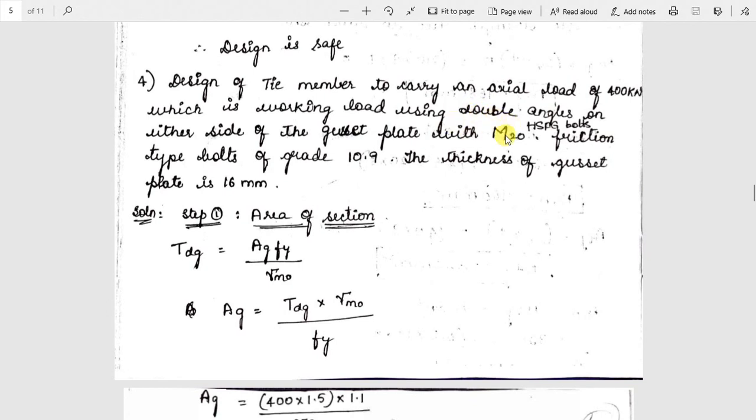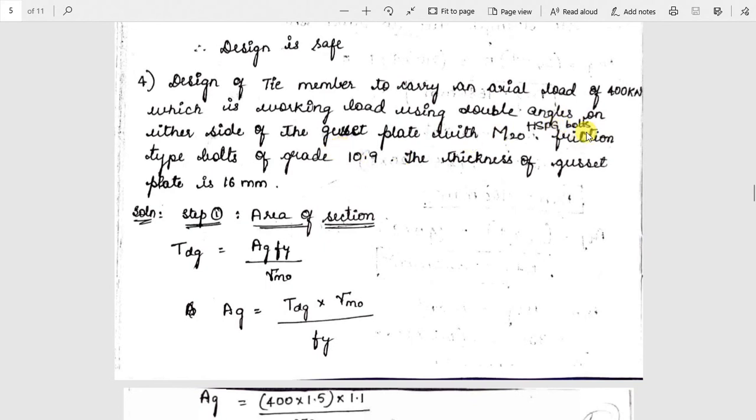That means the gusset plate will be sandwiched between the 2 angles which are placed back to back, and the axial load acting here is 400 kilonewton. It is also mentioning that it is a working load, so you have to factor it. And the bolts to be used are M20 friction type bolts. Friction type of bolts is nothing but HSFG bolts of grade 10.9.